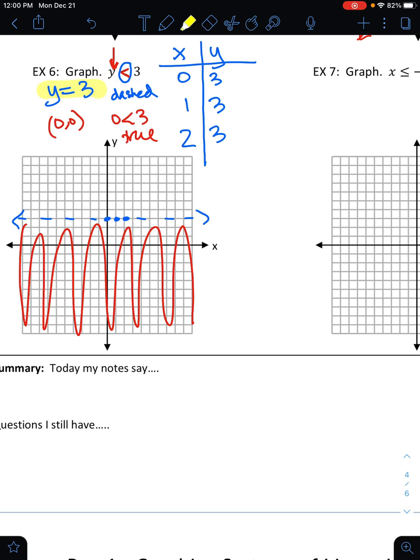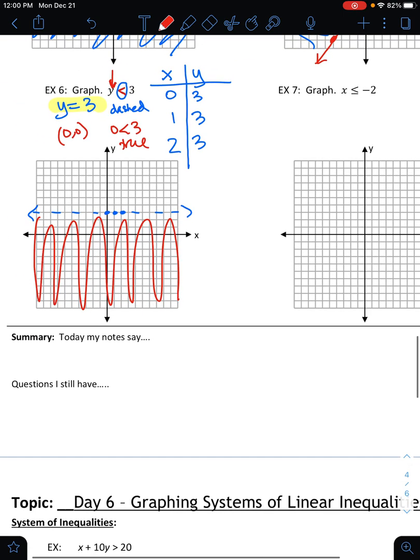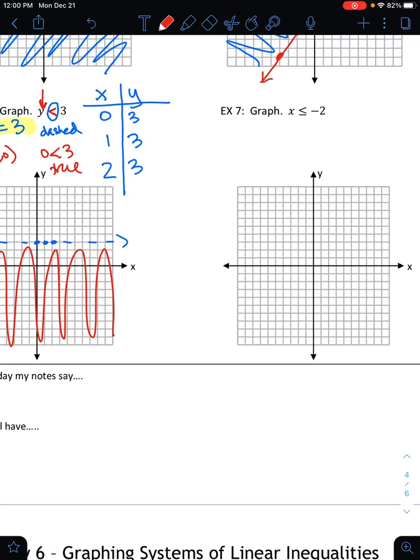Okay, I want you to pause the video and try 7. I want you to make a table of values like we just talked about, but this time the equation says x is less than negative 2. So please pause and then come back and check your answer.